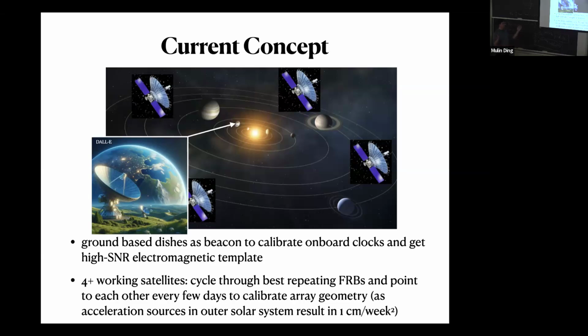And then the rest of the time, when they're not pointing to each other, they would point at these repeating FRBs. You'd find the best repeating FRBs, measure the distance to one, and then cycle through to the next. That's the scope.